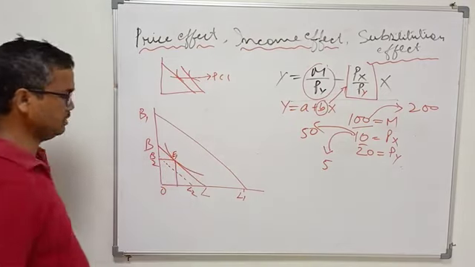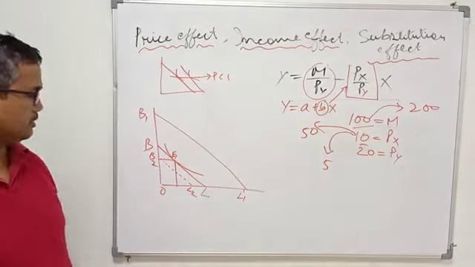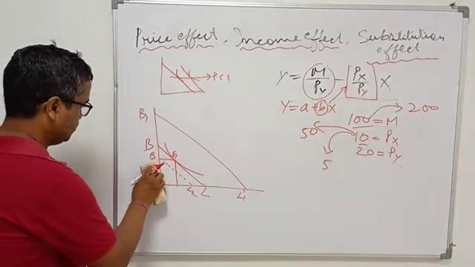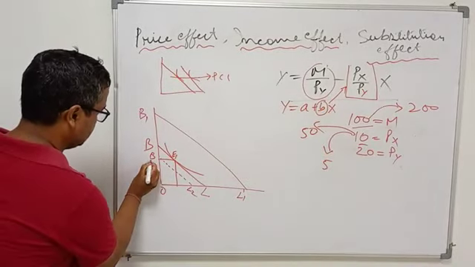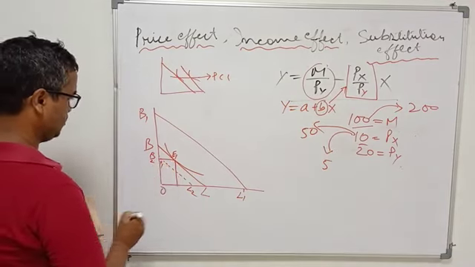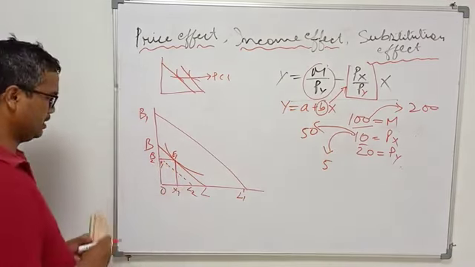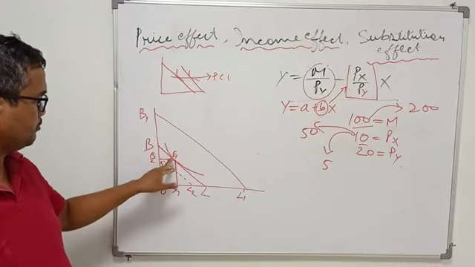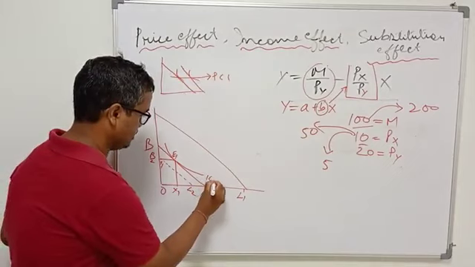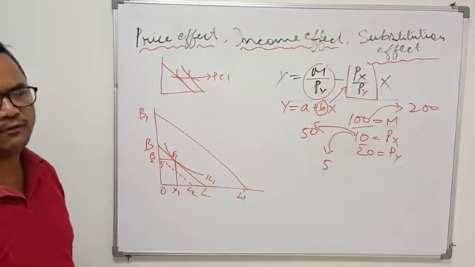Now suppose in the original budget line the consumer is at equilibrium at point E1. Possible? So what is the combination of consumption of the two goods? He was purchasing OY1 of Y good and OX1 of X good at point E1, and his or her satisfaction level is measured by indifference curve 1.